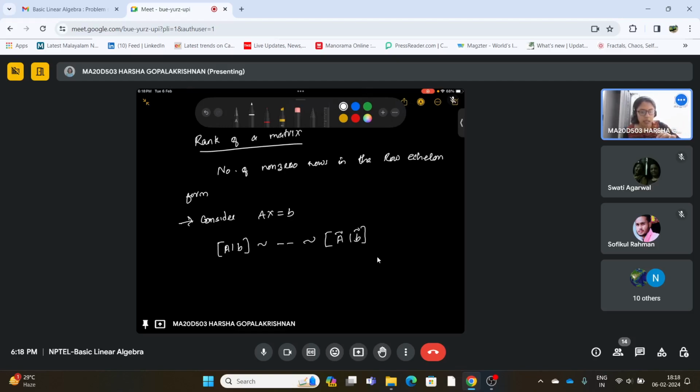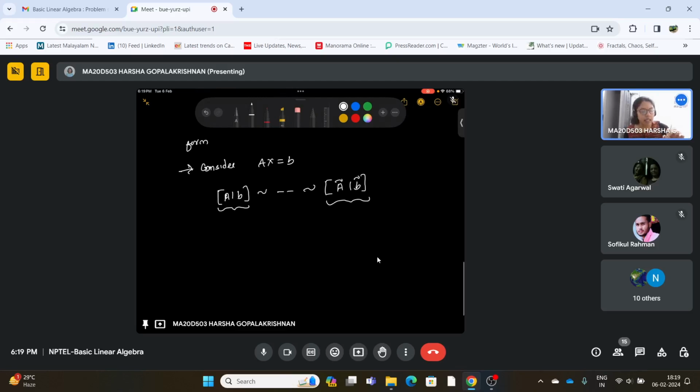These two systems are actually equivalent. In order to find the solution of Ax equal to b, it is enough to find the solution of A tilde x equal to b tilde. That is why we are reducing to row reduced form. Using the rank of this matrix [A tilde | b tilde], we can say how many solutions there are for this system.